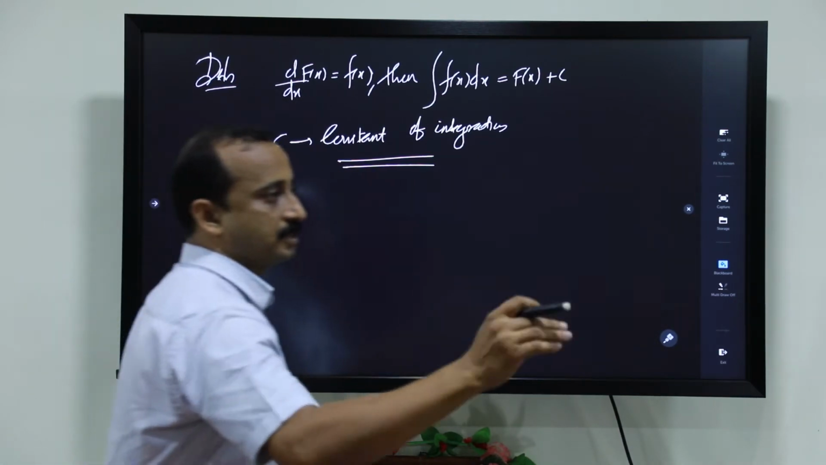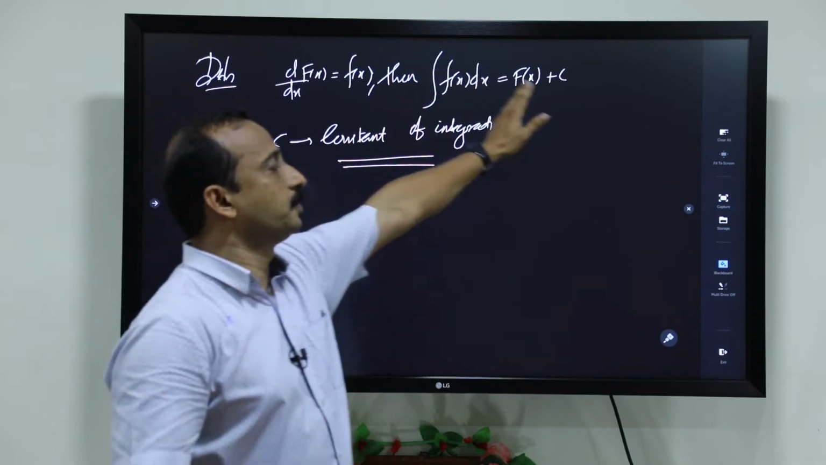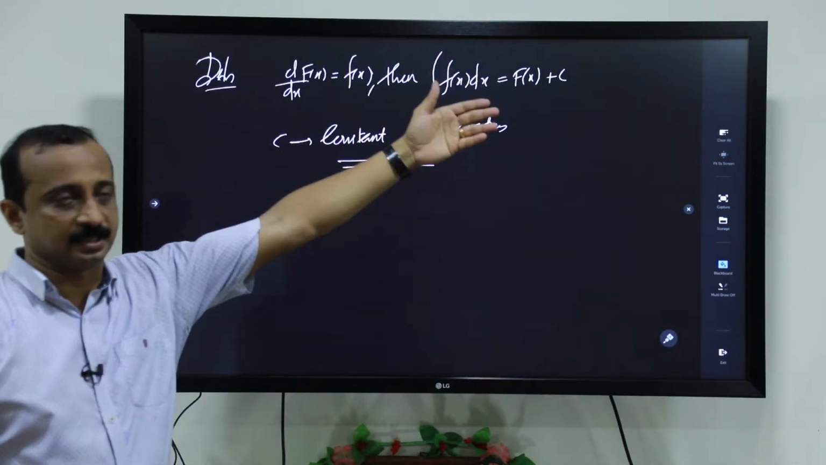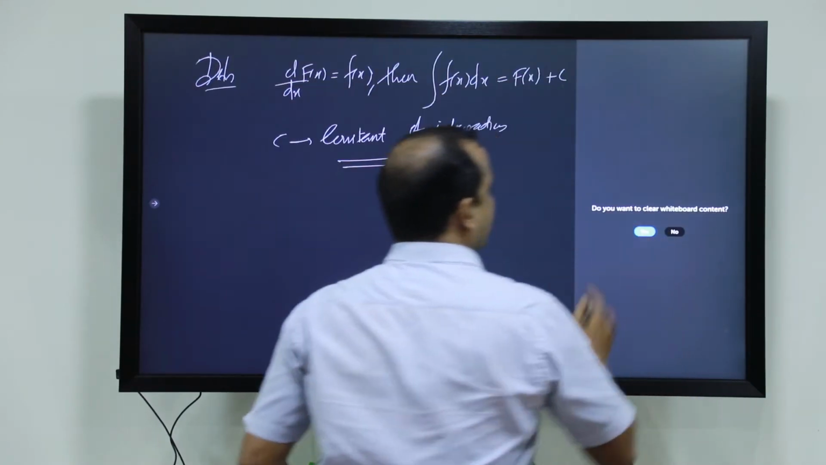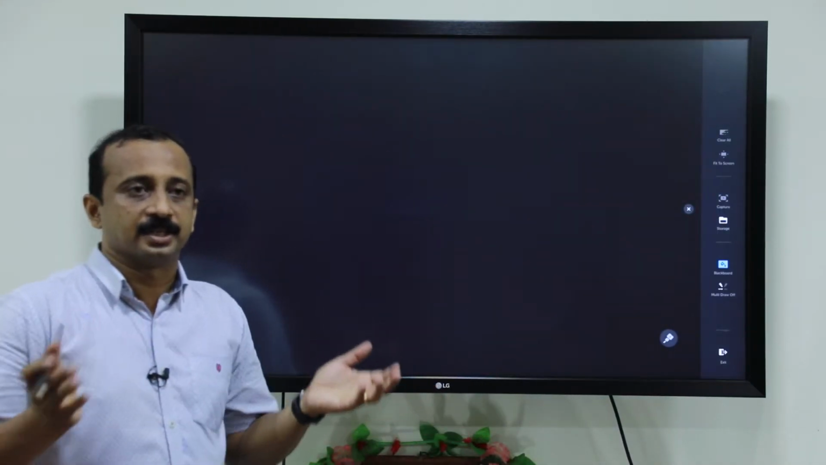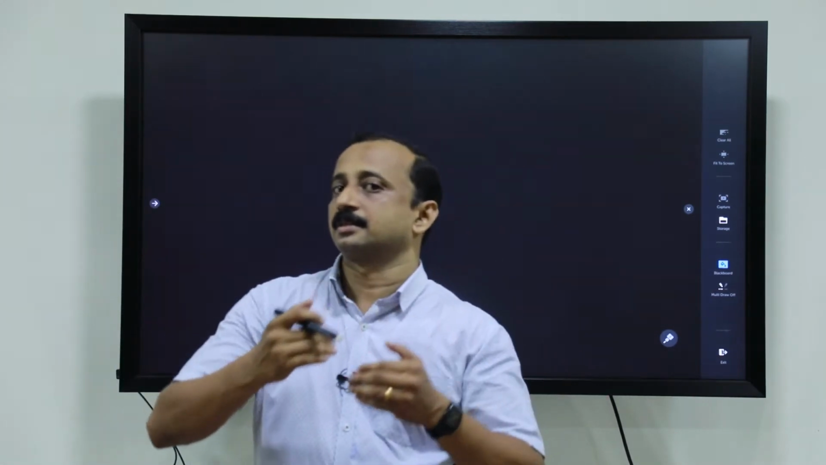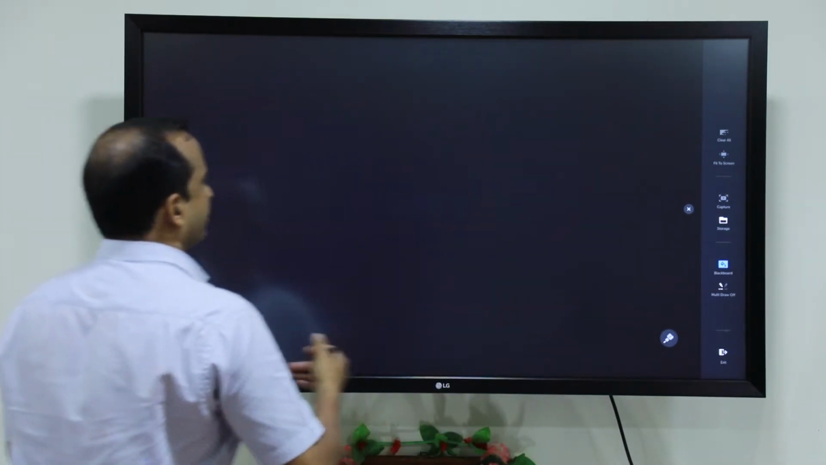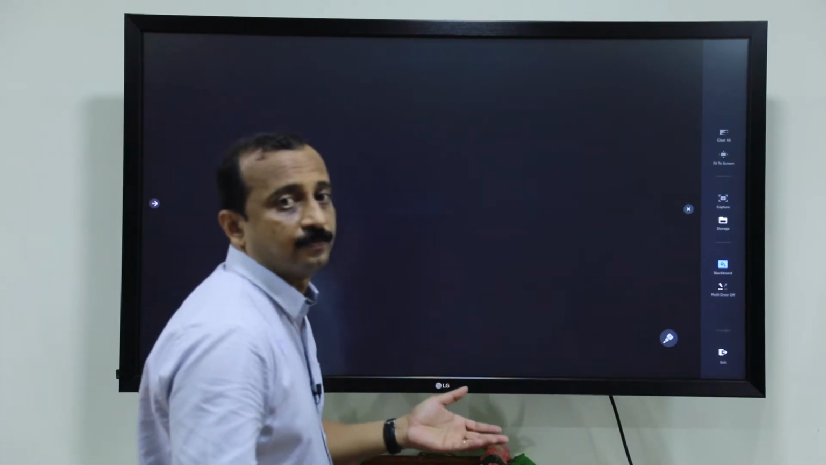If capital F of x is a function, then d by dx of capital F of x is small f of x, then the integral of small f of x into dx equals capital F of x plus c, where c is called the constant of integration. Now we discuss some very important results, similar to differentiation. Learn these results by heart, for finding the integral of different types of functions.